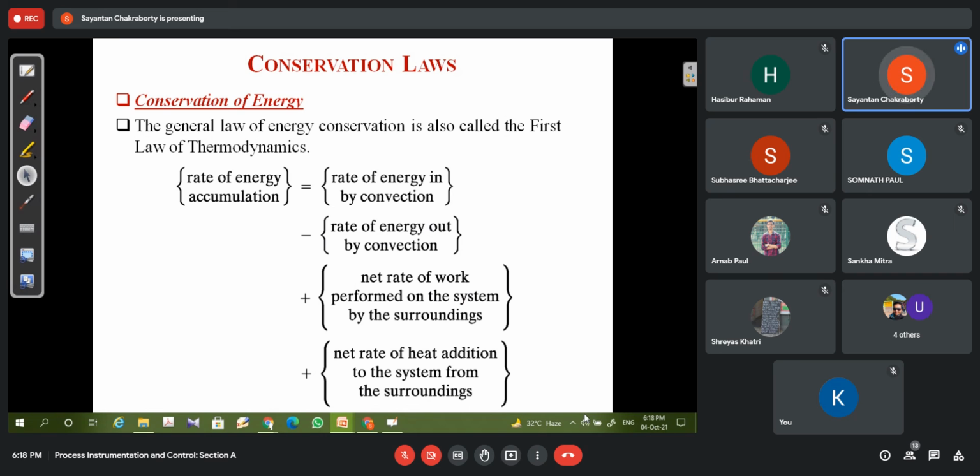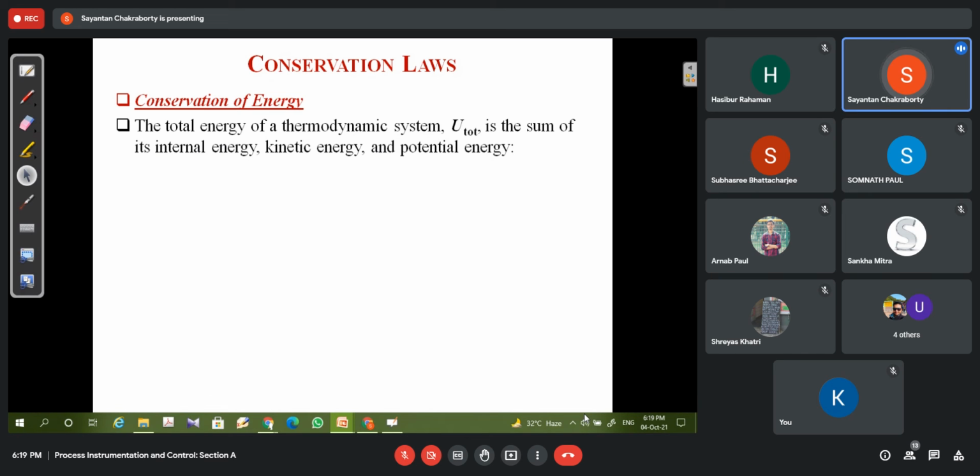That is, rate of energy accumulation is the rate of energy in by convection, minus rate of energy out by convection, plus net work performed on the system by the surroundings, external work done, plus the heat addition to the system from surroundings, right? So there will be two effects of the surroundings, that is a net work done on the system and the heat addition to the system. We'll see to the situations by an example. So for the conservation of energy, we can write the total energy of a thermodynamic system as a sum of internal energy, kinetic energy, and potential energy as this.